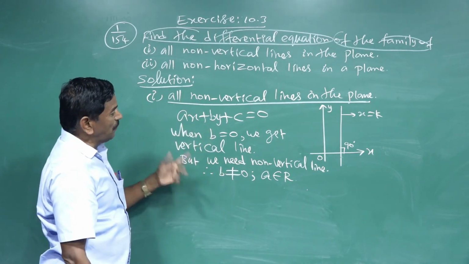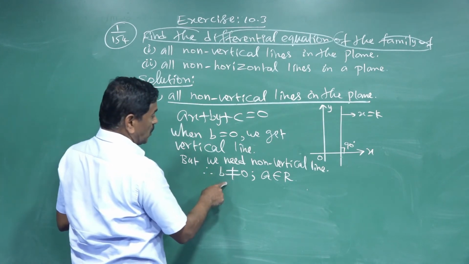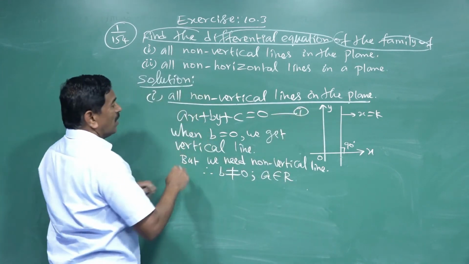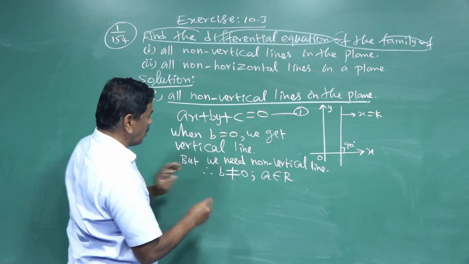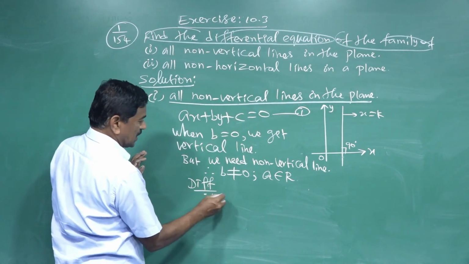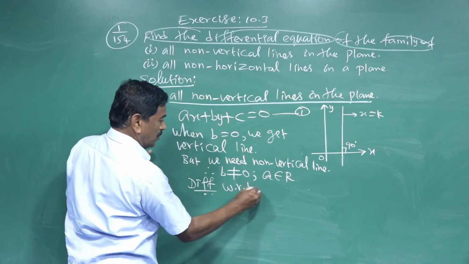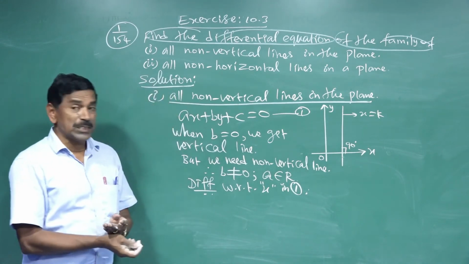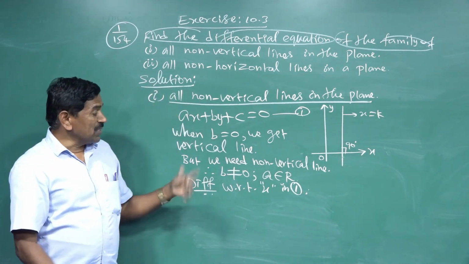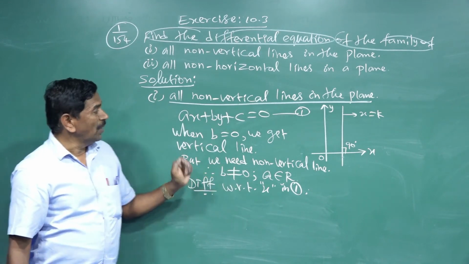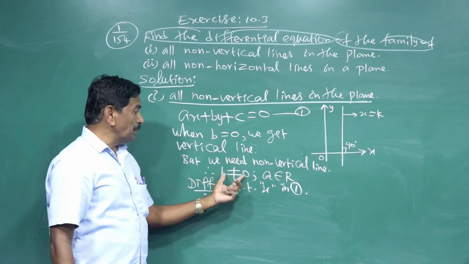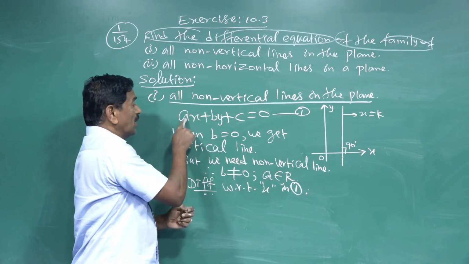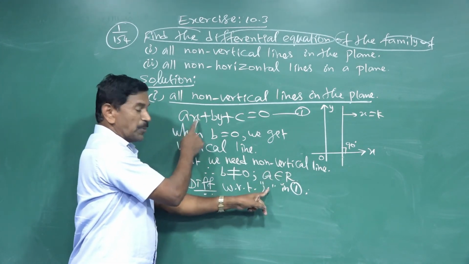Now, differentiate with respect to x. Listen carefully. Let it be the first equation. Differentiate with respect to x in equation number 1. Why? Because here the condition for non-vertical lines is b is not equal to 0 and a takes any value. So here the coefficient of a is x. Therefore, differentiate with respect to x on both sides.